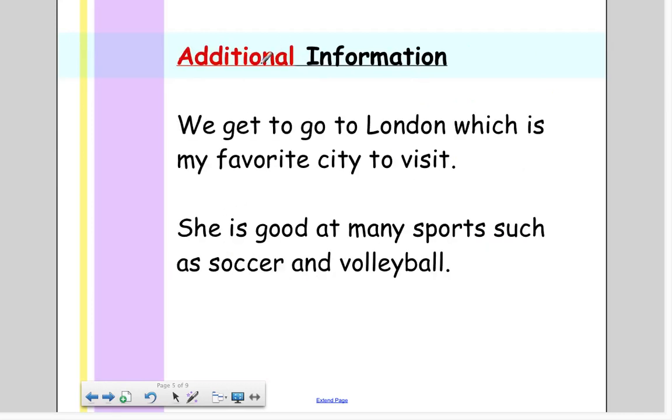The third rule is when you have additional information in a sentence. We get to go to London, which is my favorite city to visit. You'll notice that there's a pause right here, so we need a comma. This part right here is what we call extra additional information. We already talked about London. Now I'm telling you it's my favorite city to visit. So that's additional added to the complete sentence. So we put a comma.